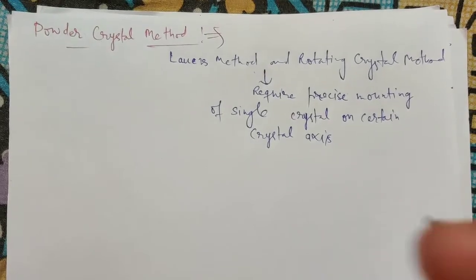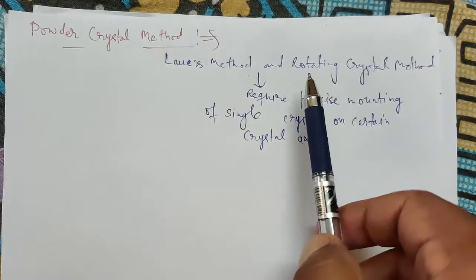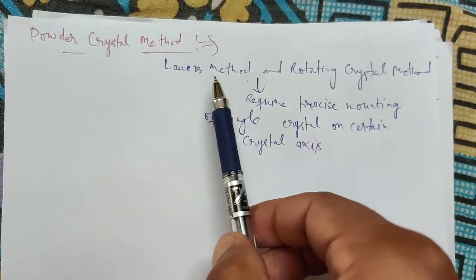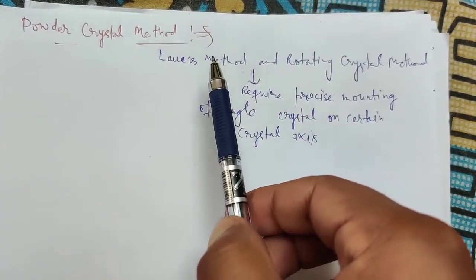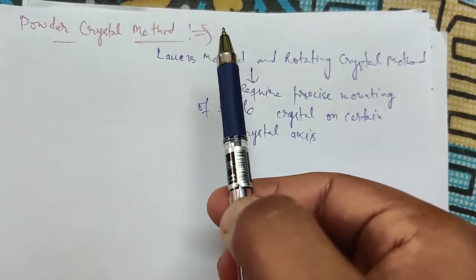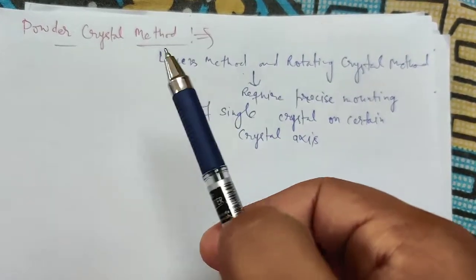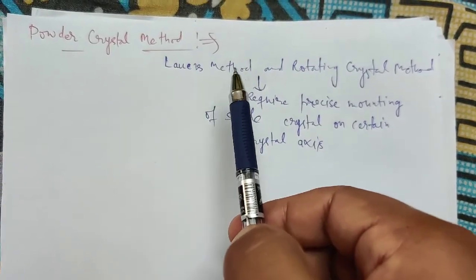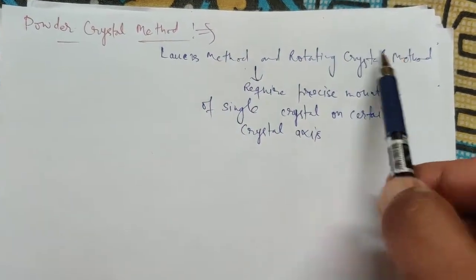So today we are going to discuss the powder crystal method. In the previous lecture we discussed the Laue method and the rotating crystal method. From the Laue method of X-ray diffraction we obtain the crystal symmetry. That is, if the crystal has four-fold symmetry, the Laue pattern will also have four-fold symmetry. But it cannot determine the crystal structure. Therefore, to overcome this difficulty we use the rotating crystal method.